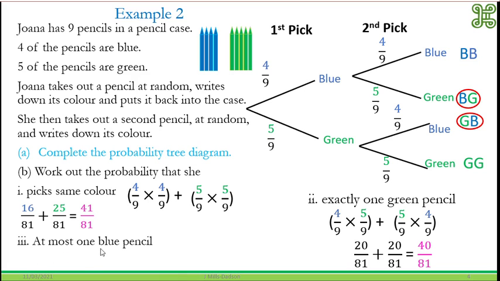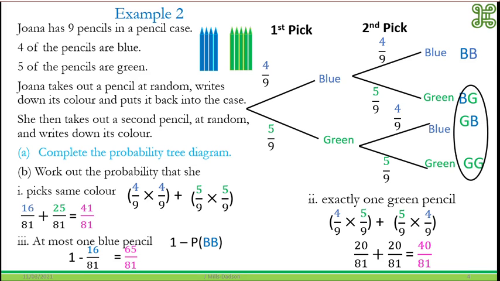Last one, at most 1 blue pencil. At most means the maximum number of blue you should have is 1. Only 1. Maximum number of blue pencils you should have is 1 or no blue at all. So it's the reverse of at least. So to work out these 3 options, we work out what we don't want and take it away from 1. And we know BB is 4/9 times 4/9, which is 16/81. So 1 minus 16/81 is 65/81.